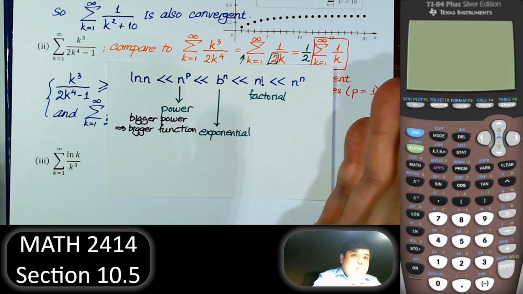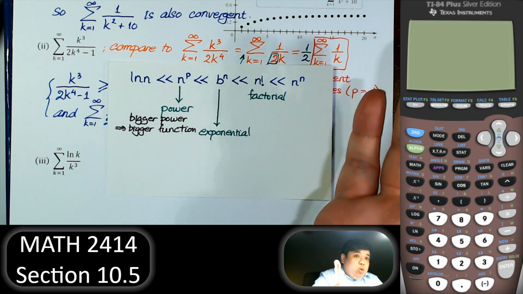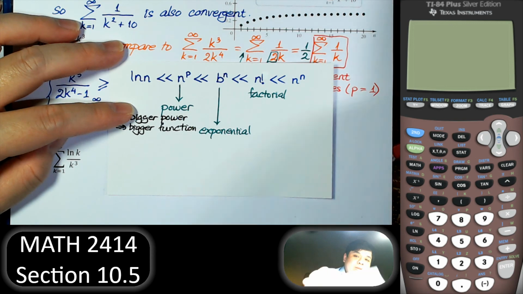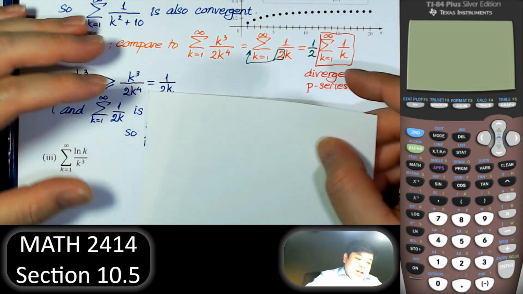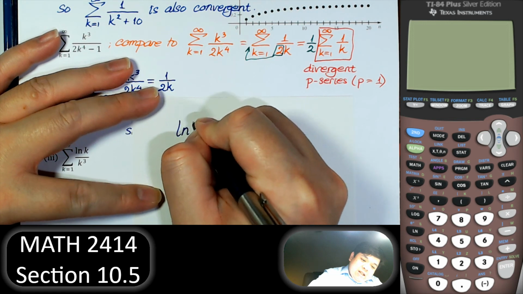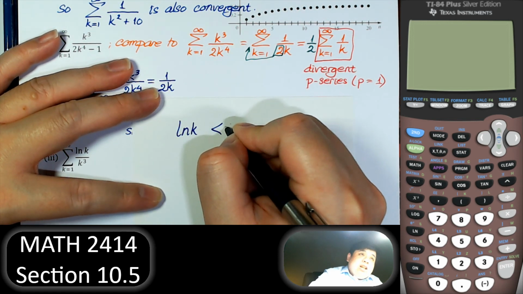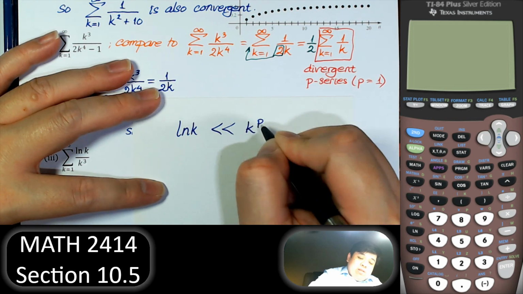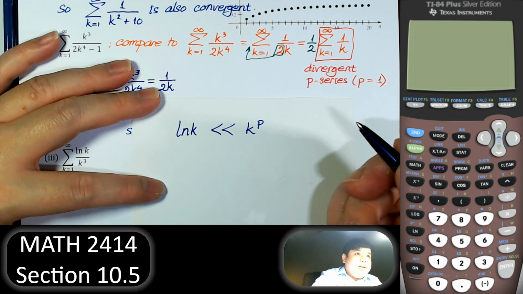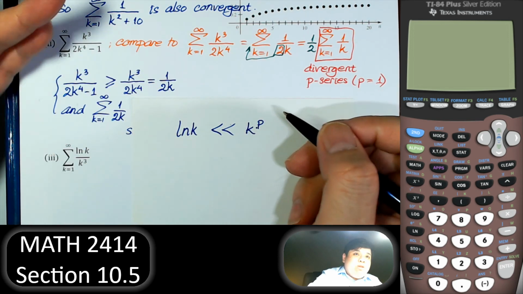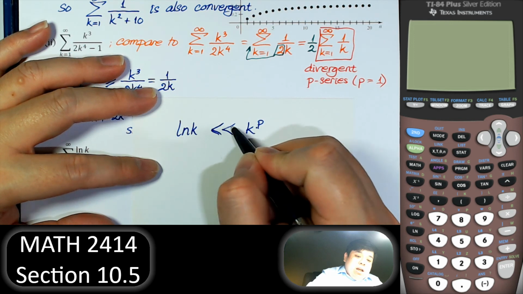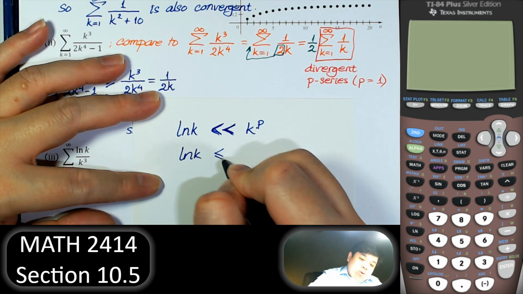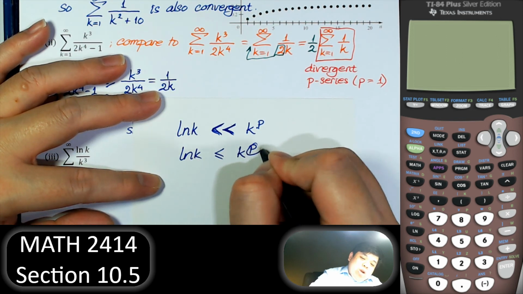So which one do we use though? Do we use k? Do we use k squared? Do we use k cubed? Even, because ln of k is always less than any power of k. So the question is, we have ln of k. Its growth rate is less than any power of k. So any power will work. We could choose 1, 2, 3, 4, 5, it doesn't matter. It's always like that. By the way, because it grows significantly slower, it is actually also less than or equal to. So any power will work.